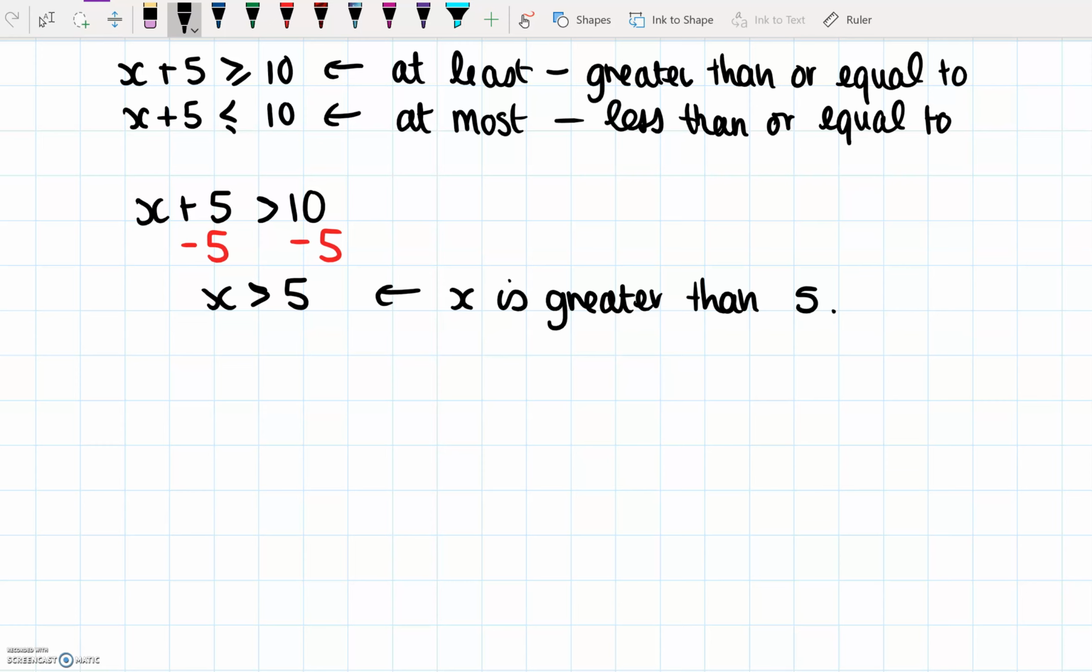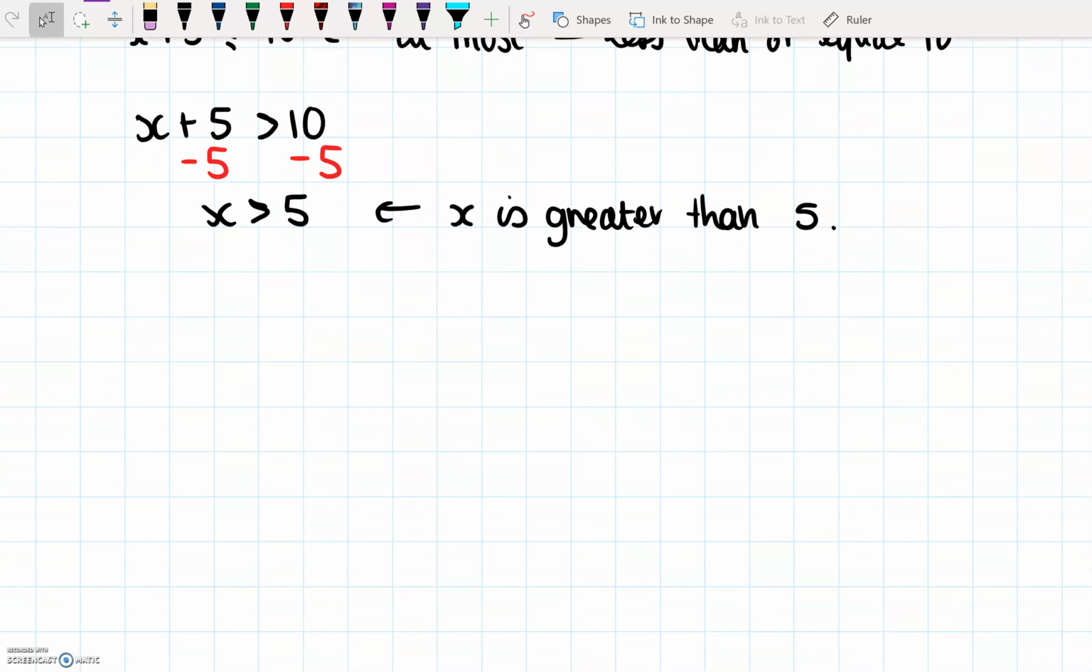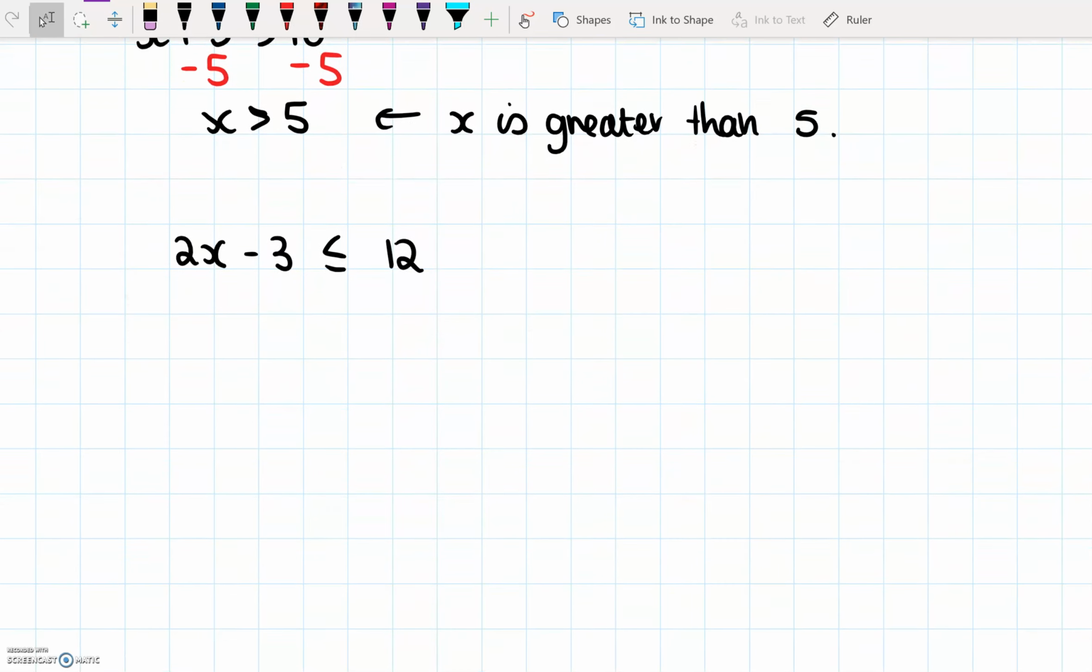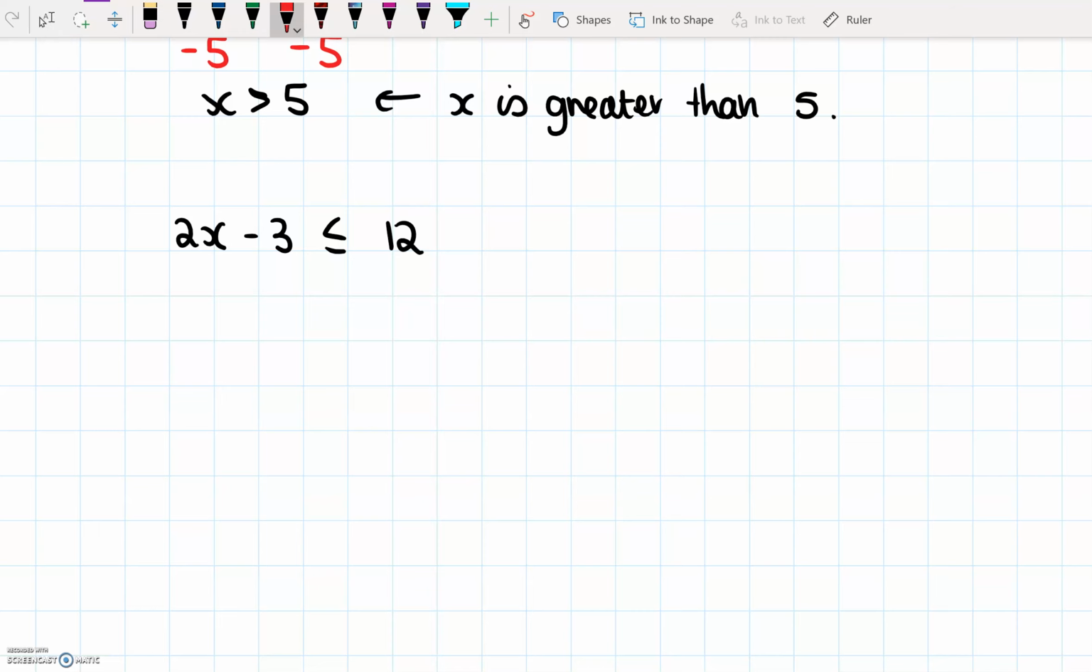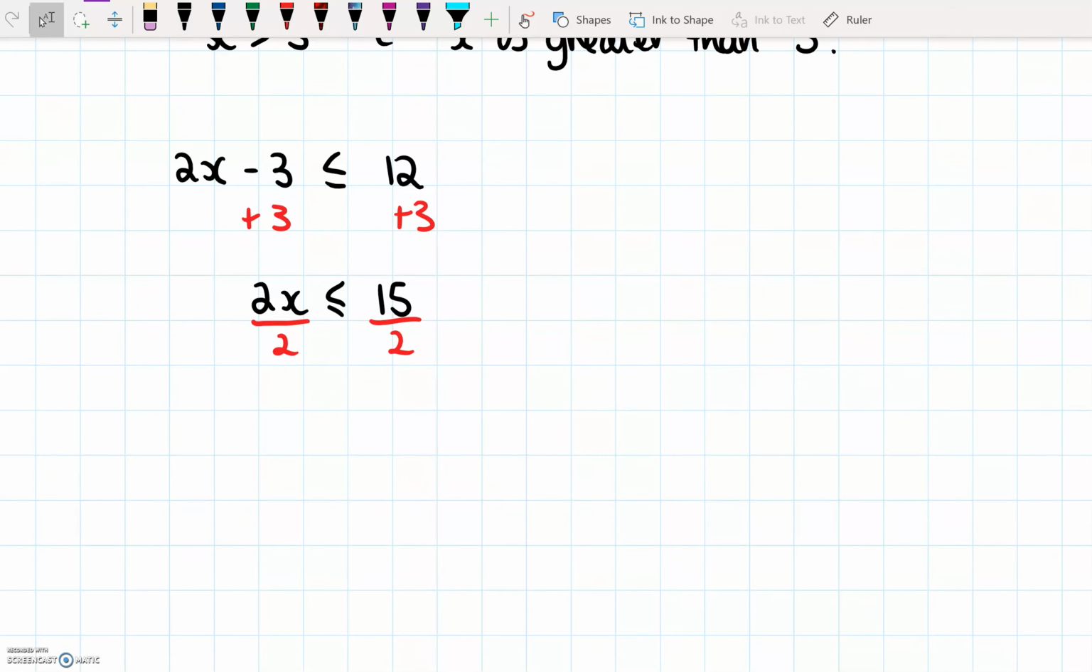Now this is a fairly straightforward one. They don't really get too much harder than this. So we can say, for example, 2x minus 3 is less than or equal to 12. With a linear equation like this, we would firstly add 3 to both sides. We get 2x is less than or equal to 15. Then the next step is to divide by 2 on both sides. And then we end up with x is less than or equal to 7.5.